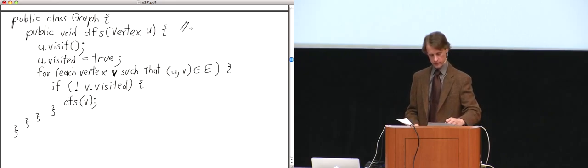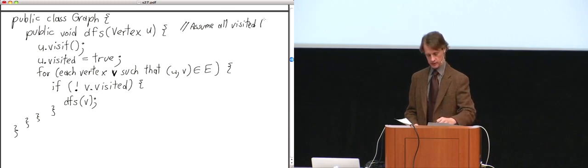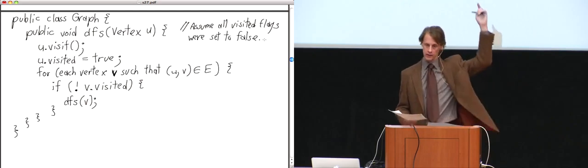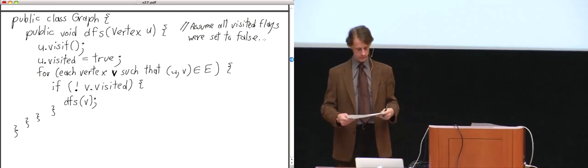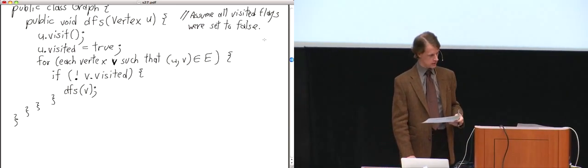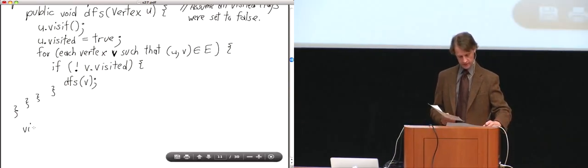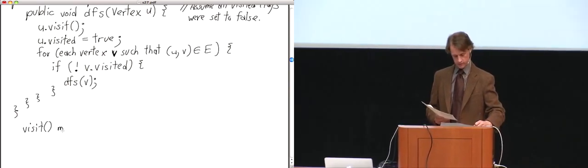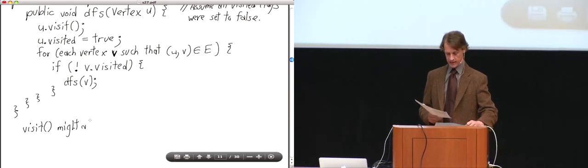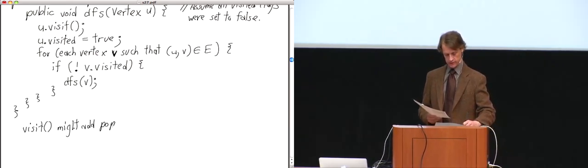Again, remember we're assuming before we start that all visited flags were set to false, before we did the top level call to DFS. And this method visit that we have up there might, for instance, add up the population of all of the different cities that we visit.